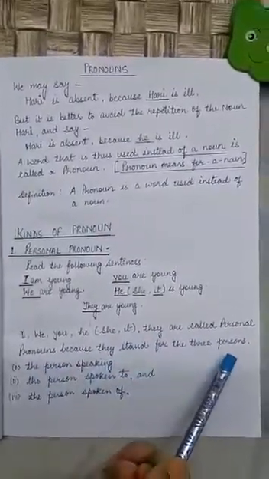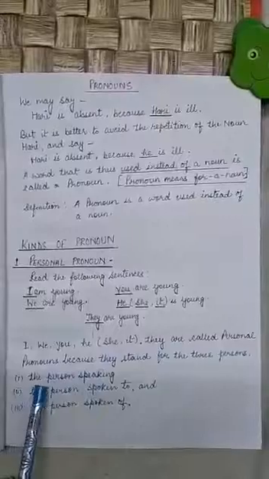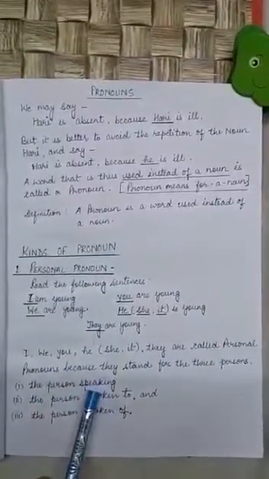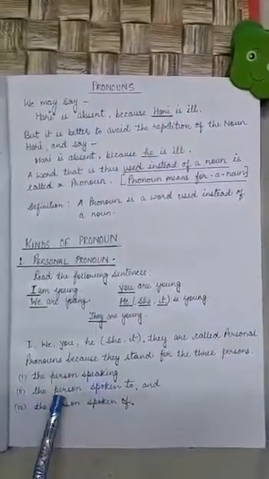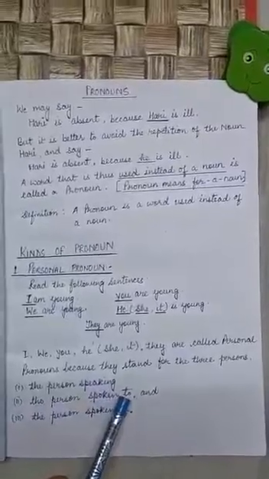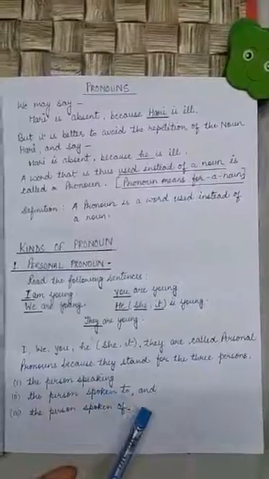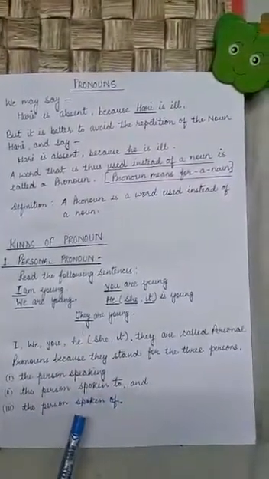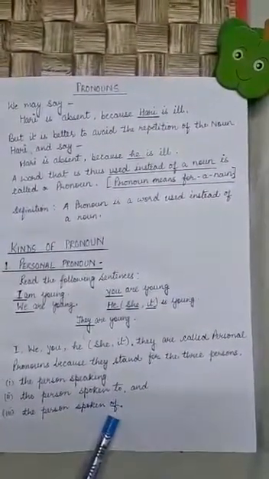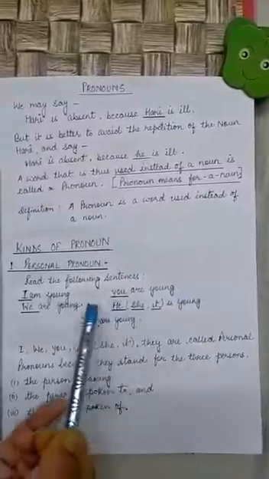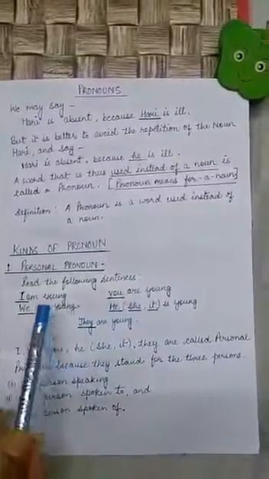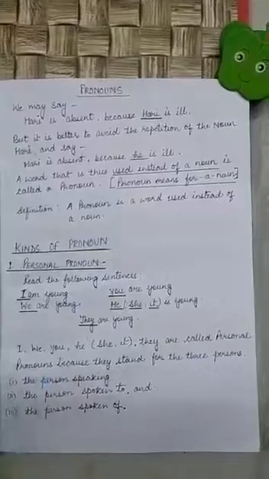Now you may see here that I, we, you, he, they are called personal pronouns because they stand for the three persons. First is the person speaking, that is the speaker. Second is the person spoken to, that means the person to whom the speaker is speaking, and the person spoken of. Okay. So why are they called personal pronouns? Because they all are related to the persons.